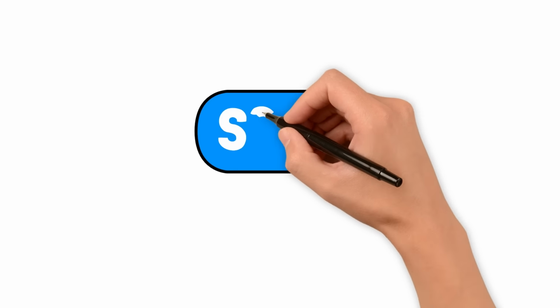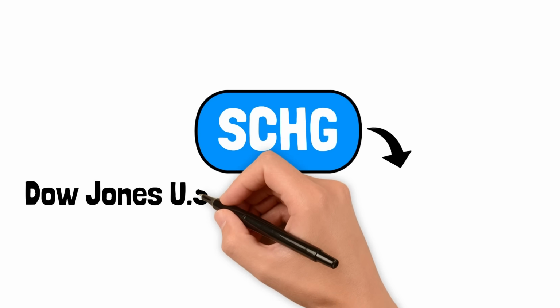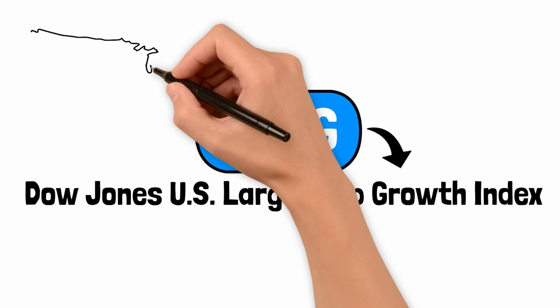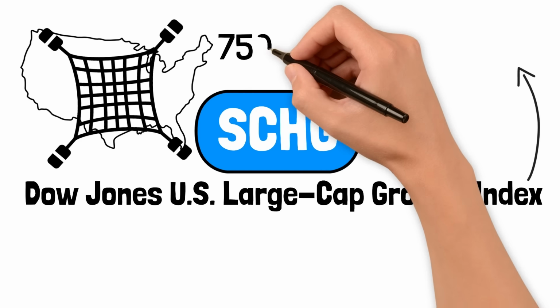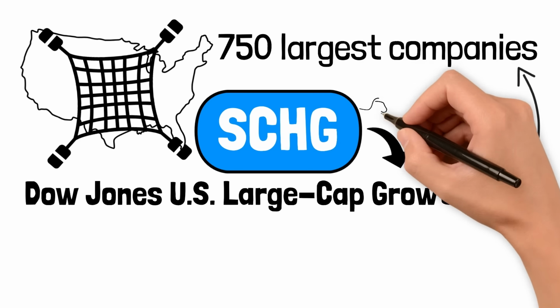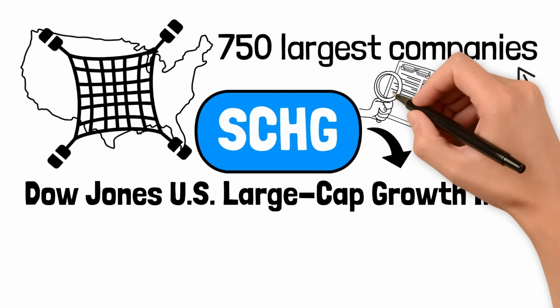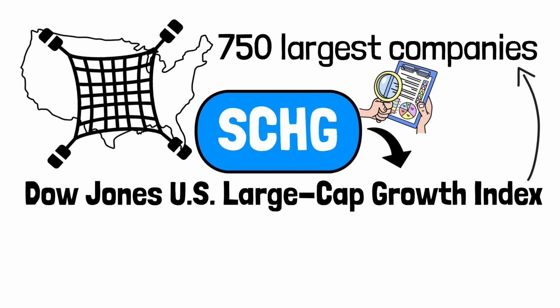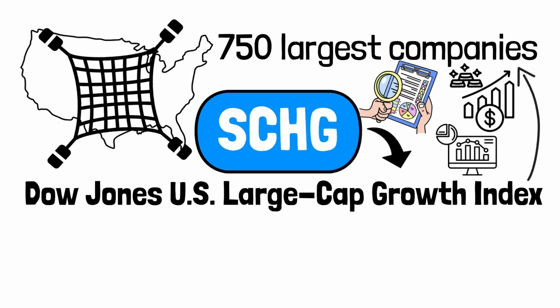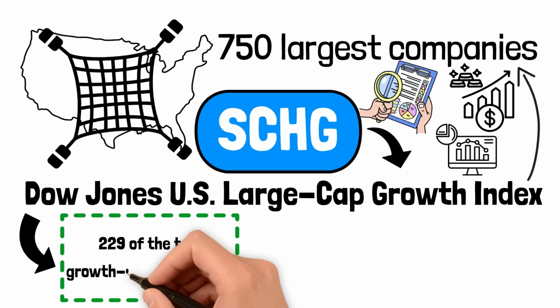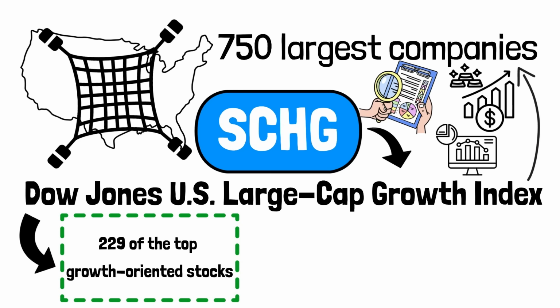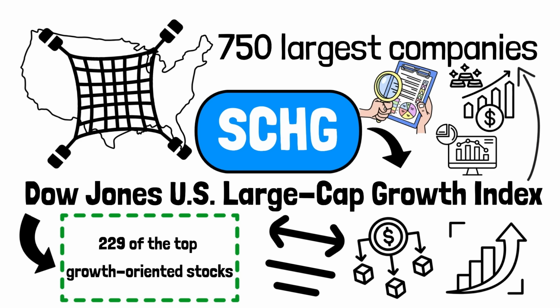Let's start with SCHG. It's built to track the Dow Jones US Large Cap Growth Index. Think of this as a wide net cast over the entire US stock market. The index looks at the 750 largest companies and then applies a series of screens to identify those with the strongest growth characteristics. Things like projected earnings growth and historical sales figures. From that broad universe, the SCHG fund then selects and holds about 229 of the top growth-oriented stocks. The philosophy here is breadth and diversification within the growth segment.